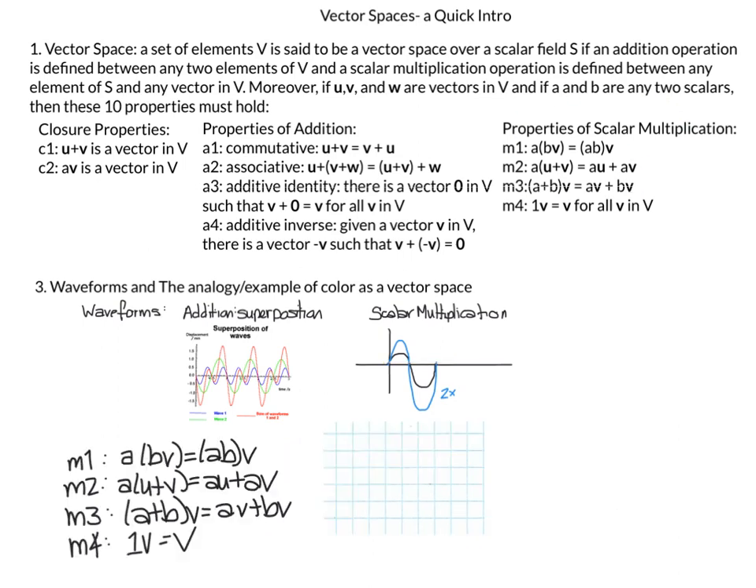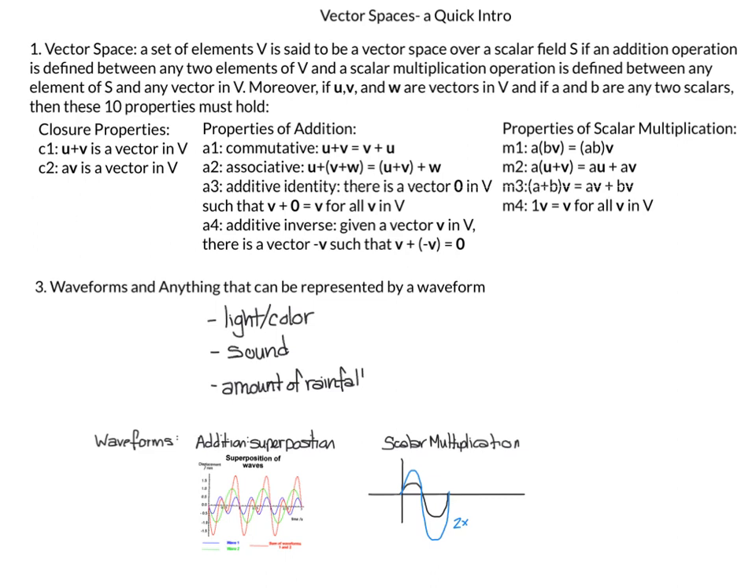You can go through the properties of scalar multiplication and kind of convince yourself that they will all work out as well. And the waveform is a very important vector space because so many things can be represented by a waveform. So light and color, they actually are waveforms. Sound is a waveform. But you even can represent things like amount of rainfall as a waveform once you just plot it.